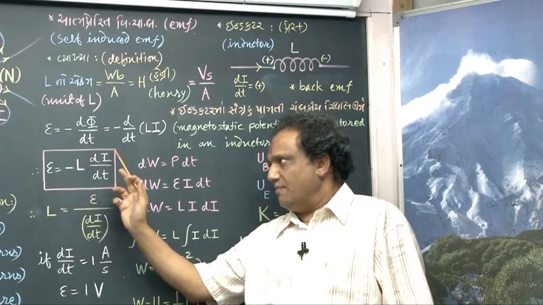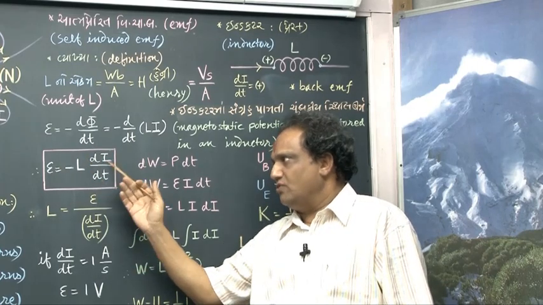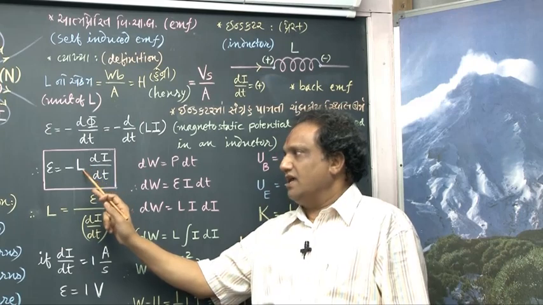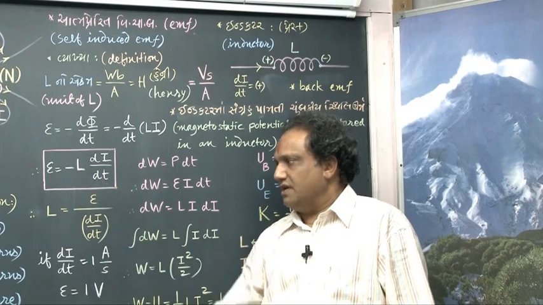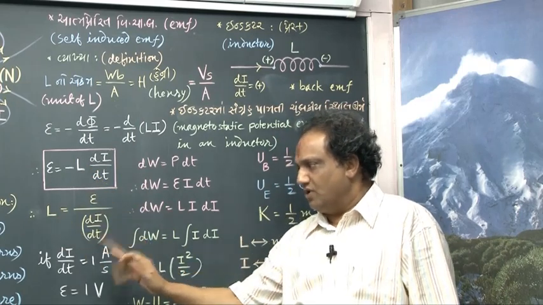It will be E upon di upon dt. This whole di upon dt you can take in the denominator. L equals E upon di upon dt.